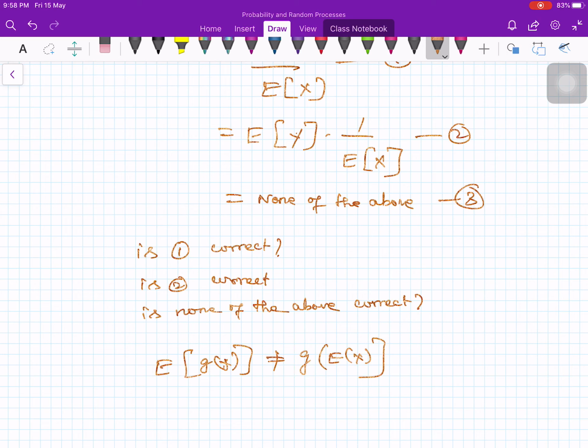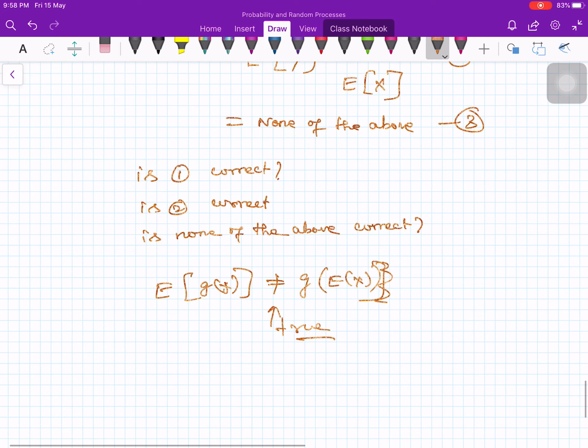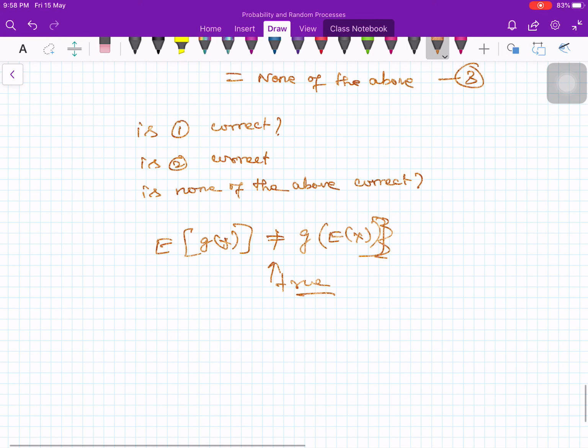Okay, there is no reason why this should be correct. This is only true, as I already mentioned in one of the previous lectures, if you are dealing with linear functions of random variables, such as ax plus by. If you have a linear function like this, then the expectation of the function is equal to the function of the expected values.